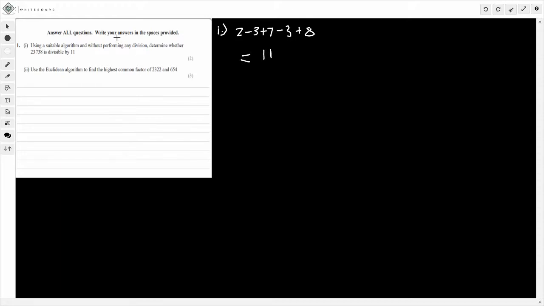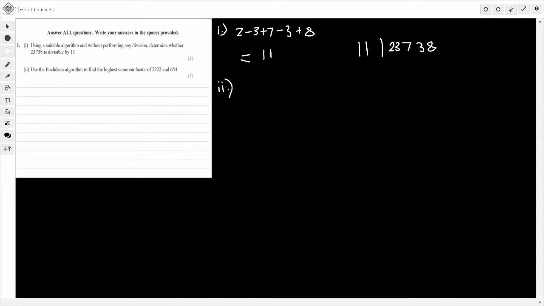Well, because that's equal to 11, it also means this number here is divisible by 11. So we can write 11 does divide 23,738.